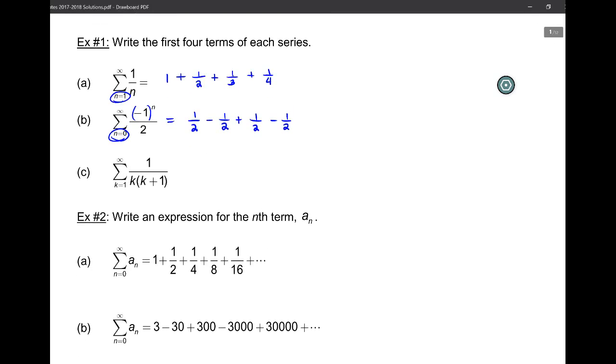Next one. This is not alternating. It's just going to be positive terms. So when k equals 1, we have 1 over 2. When k equals 2, we have 2 times 3 on the denominator, so that's 1/6. When k equals 3, we get 3 times 4 on the denominator, so that's 1/12. And finally, we have 1 over 4 times 5, so 1/20.